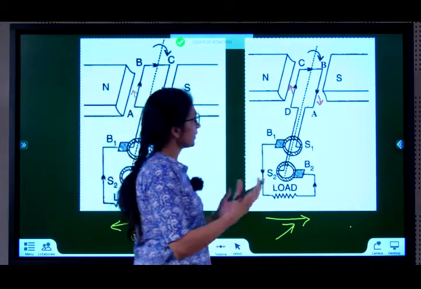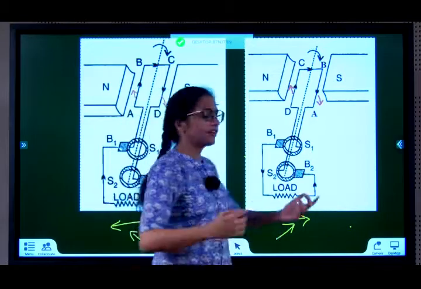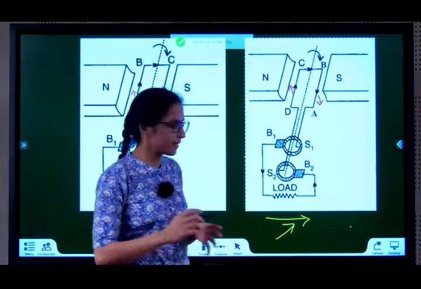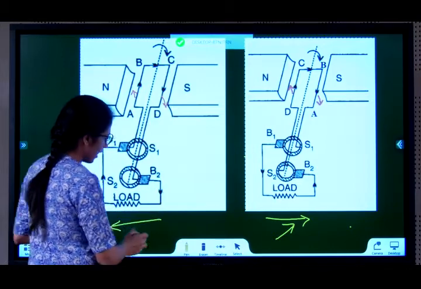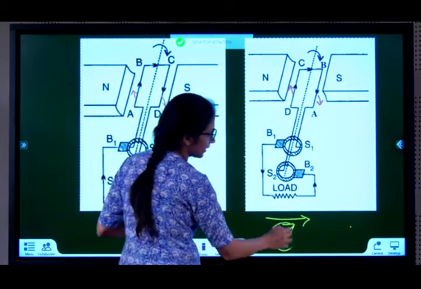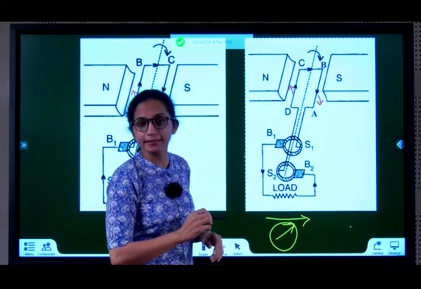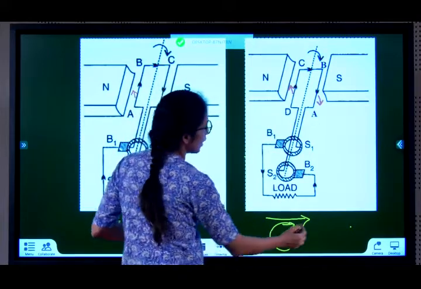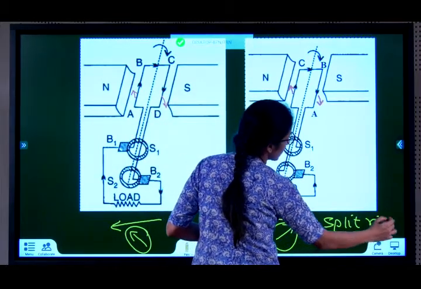Now, one minute current is going here, one minute current is going there. What if I want to make a DC generator? That means I don't want alternating current. I always want it to be in one direction. Very simple. Instead of using slip rings, use split rings. What do split rings do? They behave as a commutator. It will reverse the direction of current.